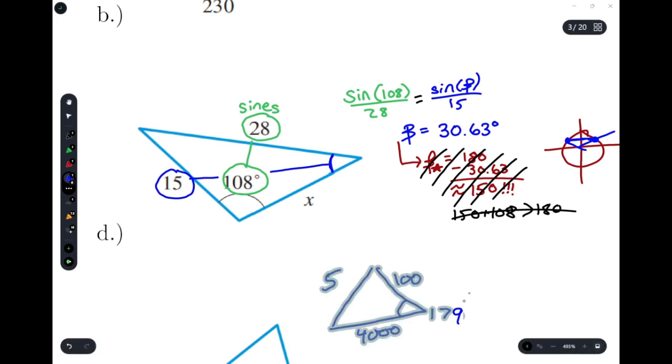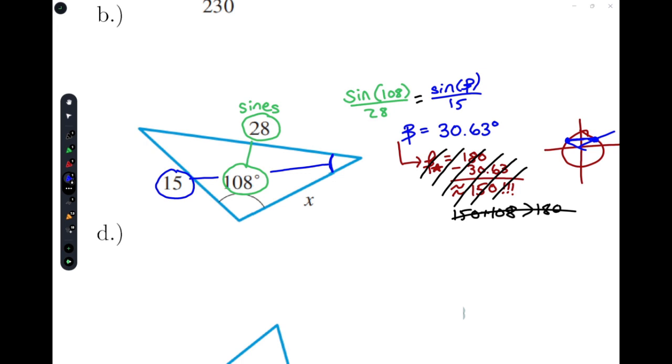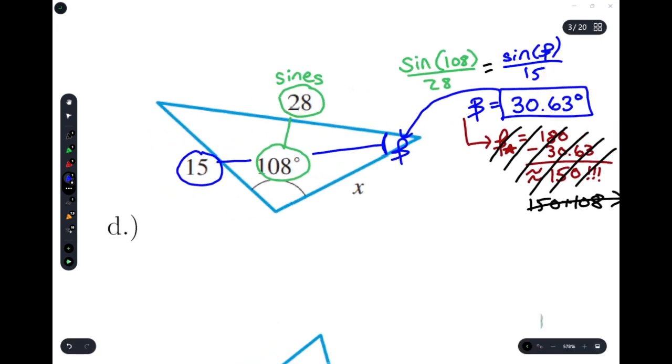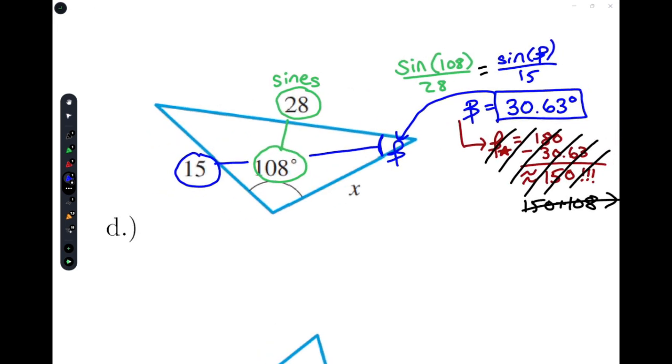Can you solve C? Well, hang on. We're in the middle of the problem. You said there's no solution. Wait, we didn't; beta still works. Oh yeah, beta, which is 30.63. That's beta, right? Yes. And then you get 180, you subtract 108 and 30.63.